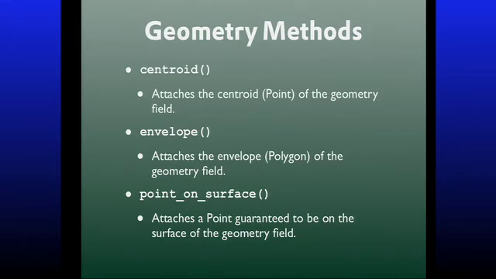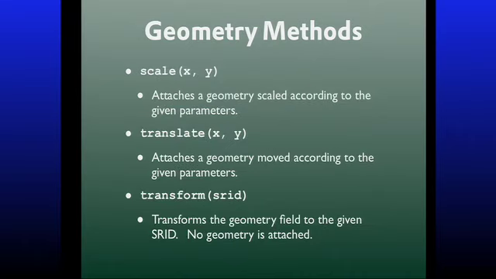Centroid, you'll get the center point of the geometry attached in the centroid attribute. Envelope, same thing. Centroid's a point, the envelope's a polygon, and there's point on surface. You need this one instead of centroid because centroid's not guaranteed to be on the geometry. Point on surface is. They're called geometry methods because all these attach a geometry. These ones don't though. Oh yes, sorry, take that back.